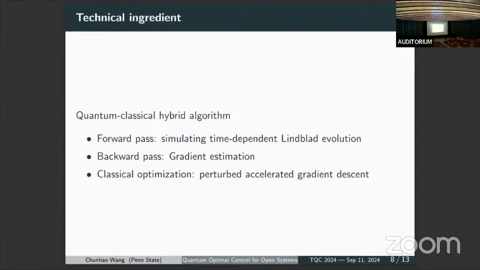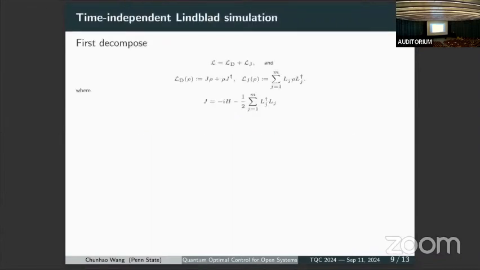Let me talk about the first path, simulating time-dependent Lindblad evolution. The simulation of time-dependent Lindblad evolution is based on time-independent Lindblad simulation. I will explain this time-independent case, and then show how to generalize it to the time-dependent case. For this Lindbladian, we can decompose it into two parts. L sub D is called the drift part, and L sub J is called the jump part. The drift is quite similar to Hamiltonian evolution, but you have this non-Hermitian part.